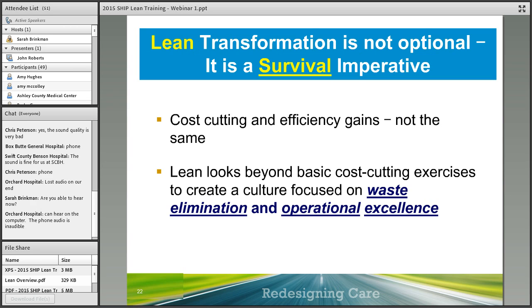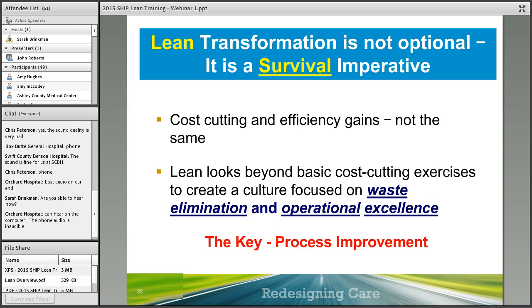I would point out that cost cutting and efficiency gains are not the same thing. When you eliminate things in your budget, that's a cost cutting move. When we're looking at lean and lean thinking, we're really looking at efficiency gains. And again, we're looking at going beyond the basic cost cutting exercises that we've done when reimbursement's been reduced. We really want to create a culture that's focused on waste elimination and operational excellence.